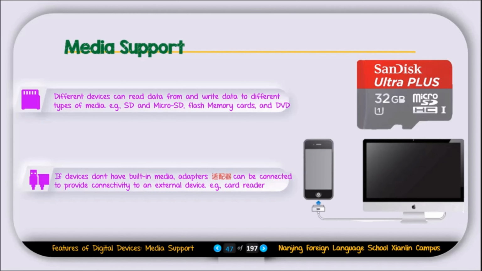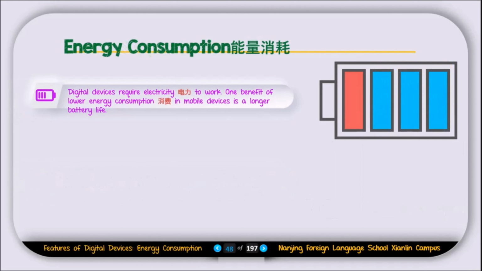If a device does not have built-in media support, adapters can be connected to provide connectivity to external devices, for example, a card reader. You can use the card reader, connect it using the USB port, and read or write the data on that storage. Okay. The next feature is called energy consumption.